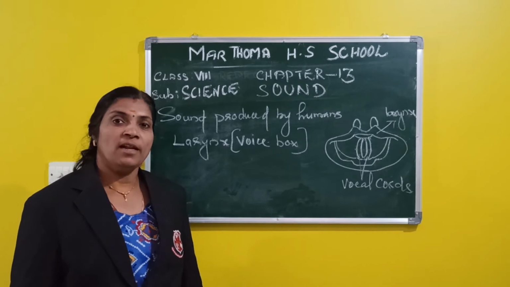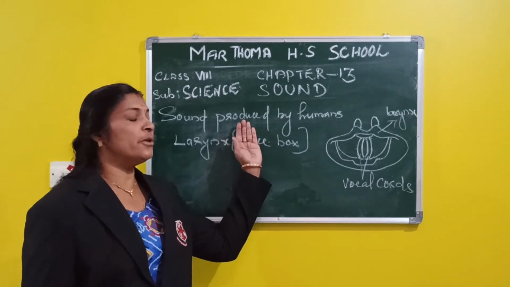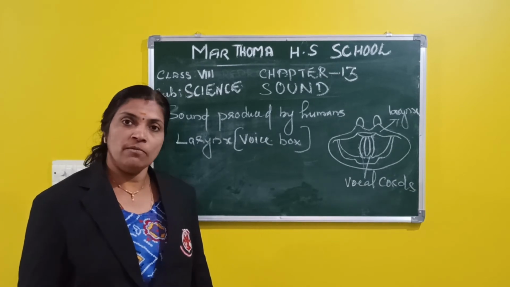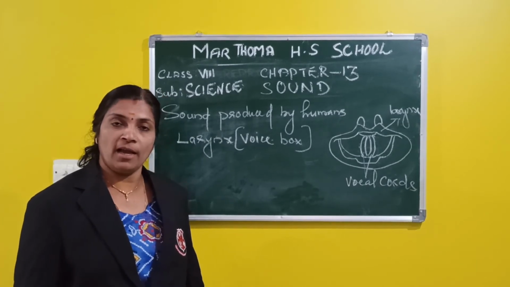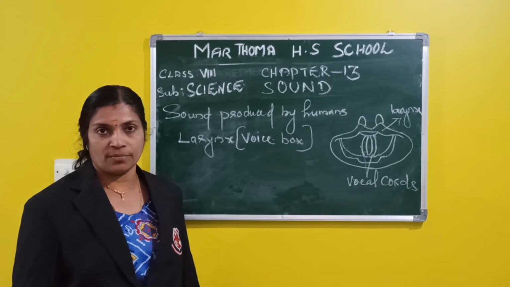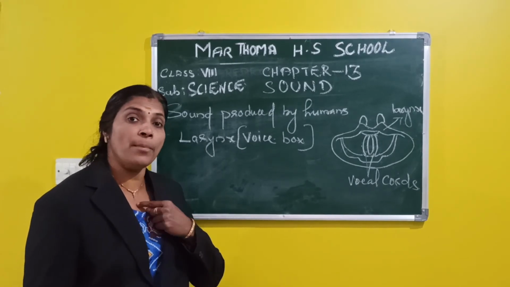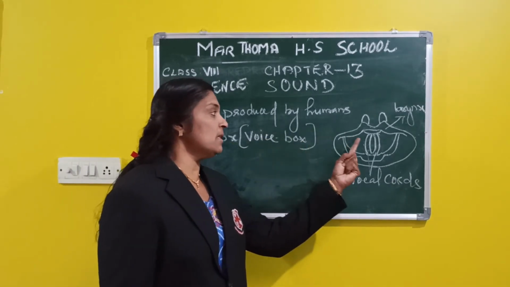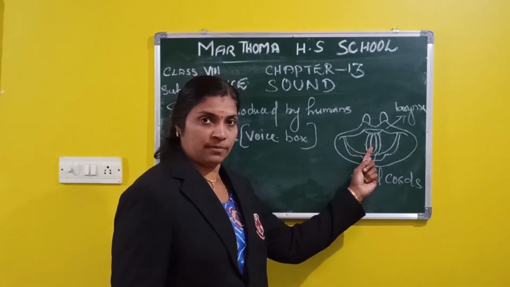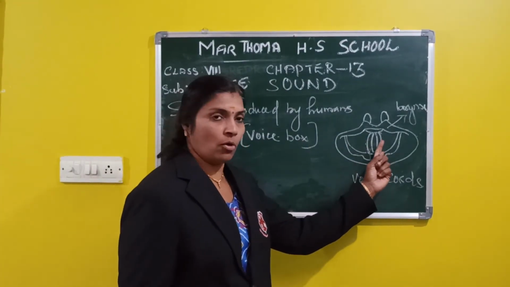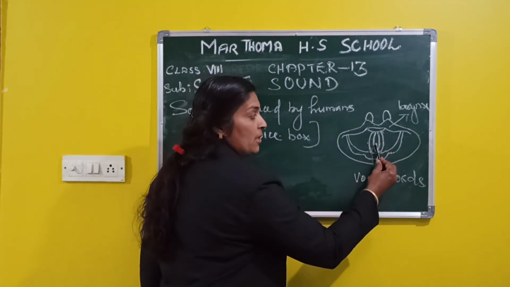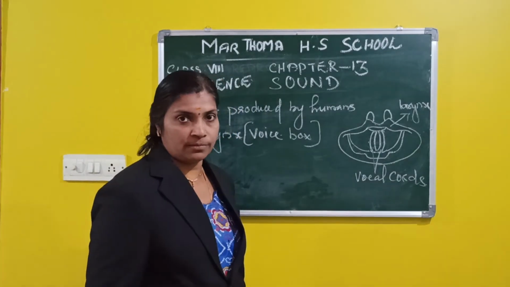Now students, let us study how human beings produce sound. Human beings produce sound with the help of an organ called the larynx or voice box. It is located at the upper end of our windpipe. There is a thin membrane stretched over it called vocal cords. There is a narrow slit in between the vocal cords.